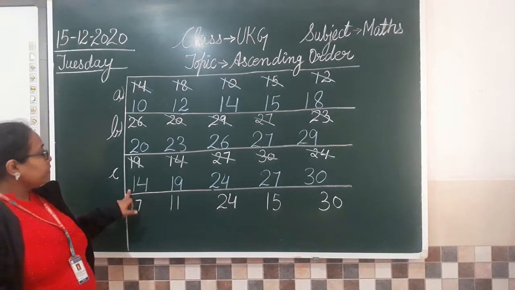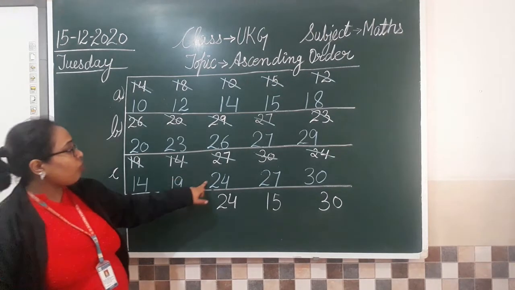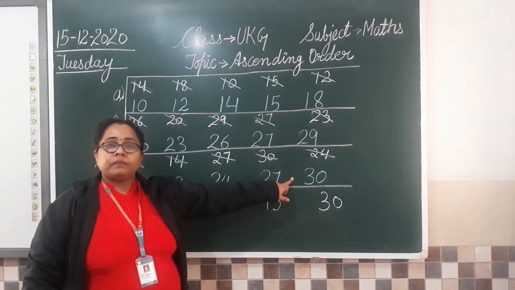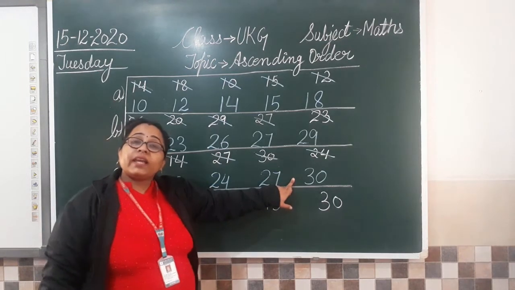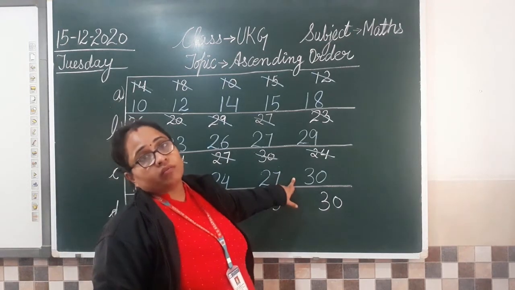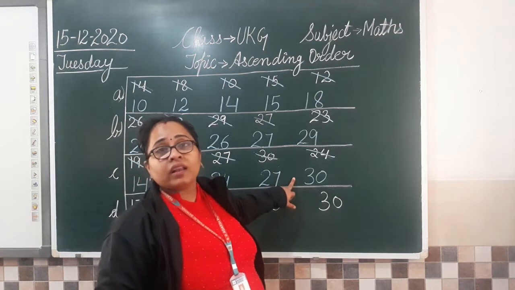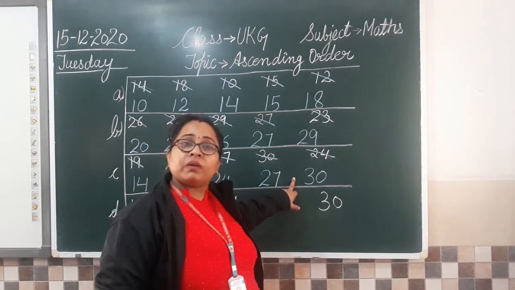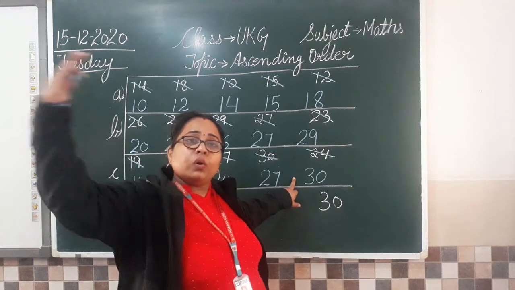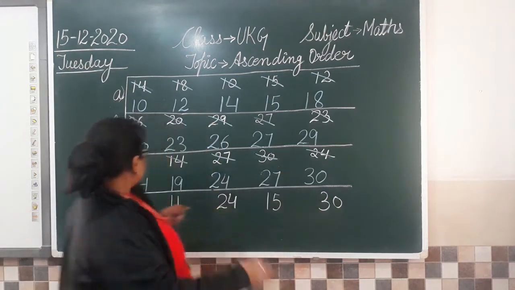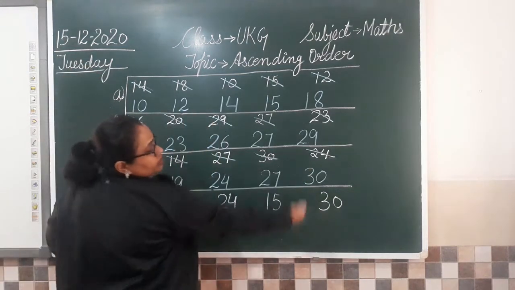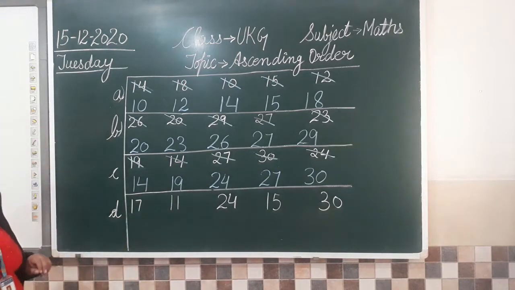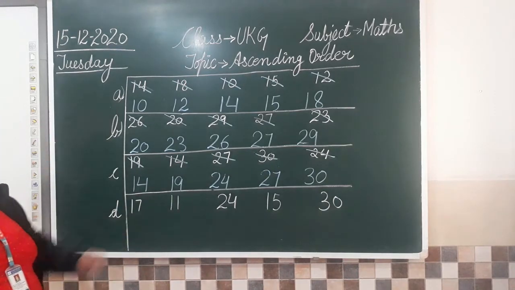Understood? So 14, 19, 24, 27, 30. This is the correct ascending order of the numbers given. And what is ascending order, class? Writing numbers from smallest to biggest. Dekho, smallest to biggest. This is how we have written. Now, let's see this series.